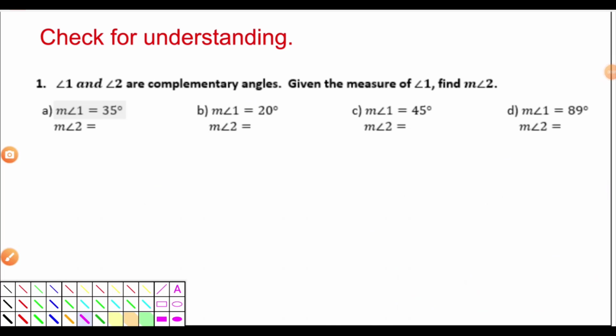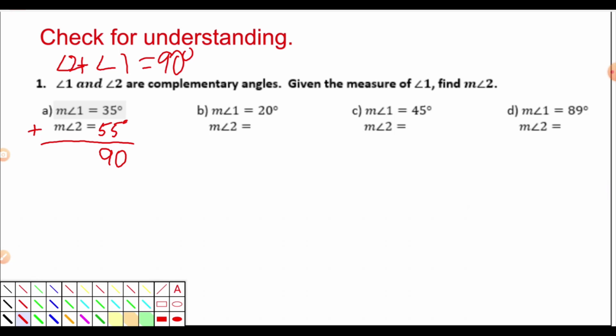Do another check for understanding. Angle 1 and angle 2 are complementary. So again, same thing. We know that the measure of angle 1 plus the measure of angle 2, I wrote it backwards, is equal to 90 degrees. We know these have to add up to 90, so I can kind of just make a little plus sign here and a little 90 here and just say 35 plus some number equals 90. What is that, 55? And we're done with this one. That's how simple it is. So these are not too bad.